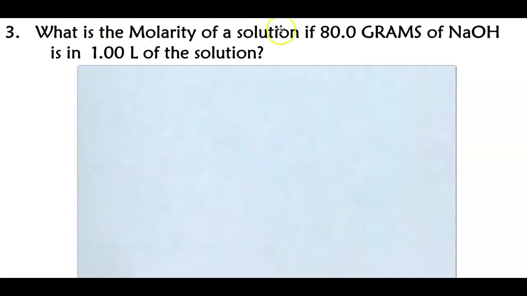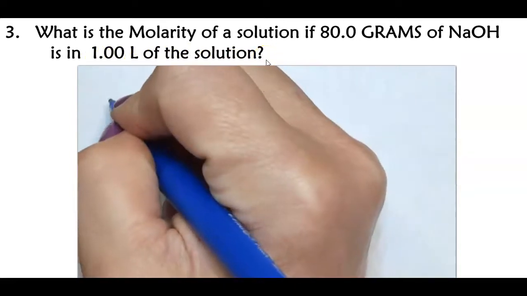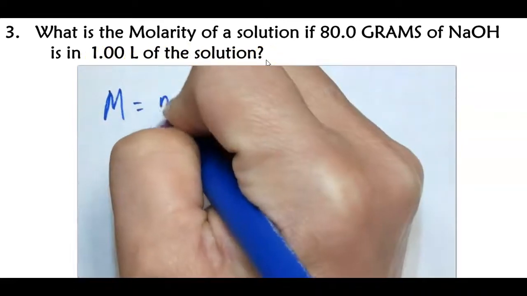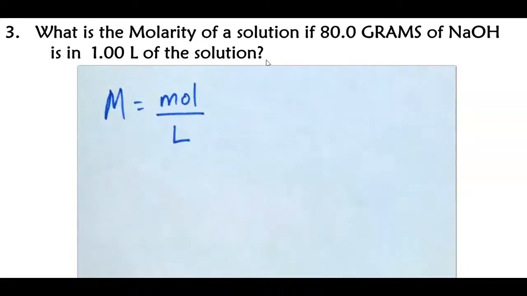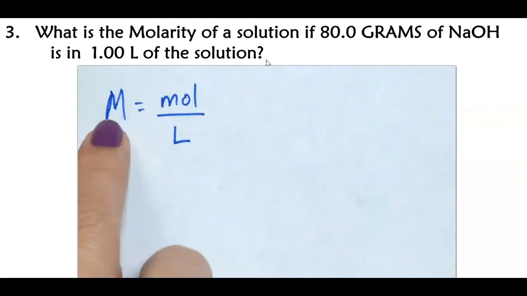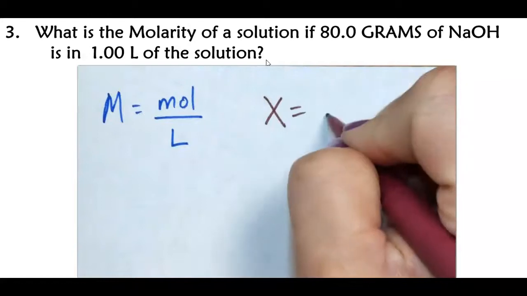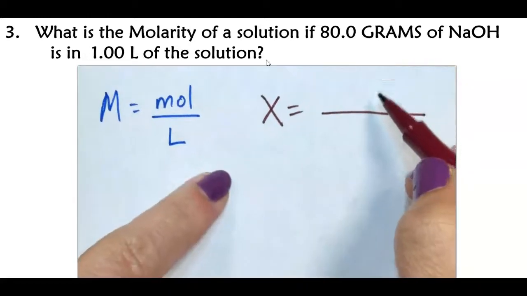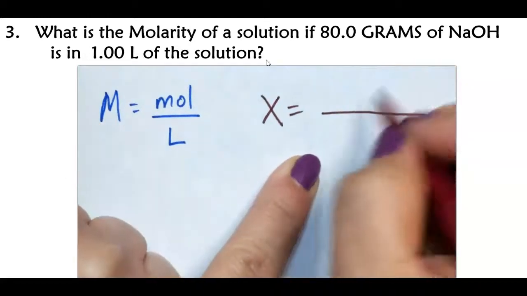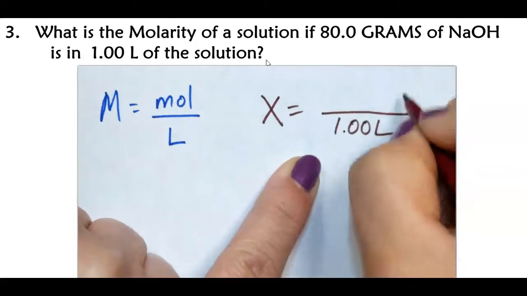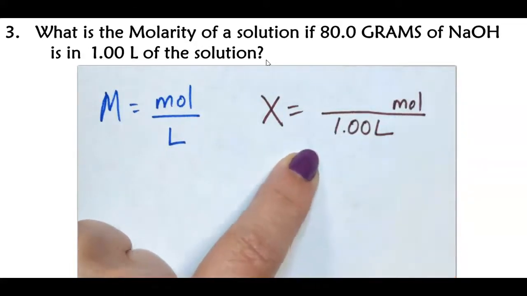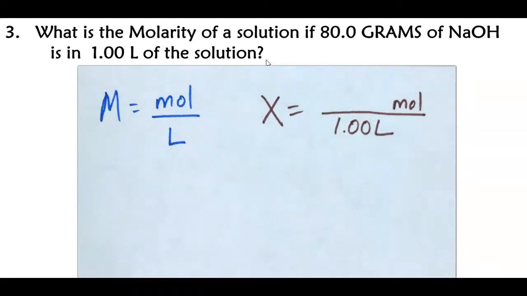What is the molarity of a solution if 80 grams of sodium hydroxide is in 1.00 liters of the solution? So as per before, the equation is molarity equals moles divided by liter. And what we'll notice in this problem is that they want us to figure out the molarity, so that's my x. And then I want to put the moles at the top and I want to put the liters at the bottom. Well, we do have the liters, 1.00 liters, but I don't have the moles. They gave me grams instead.